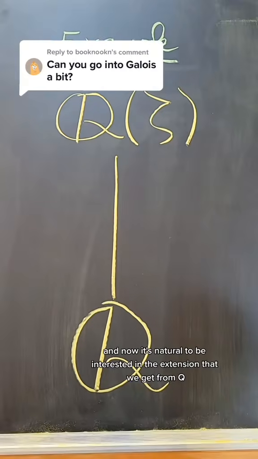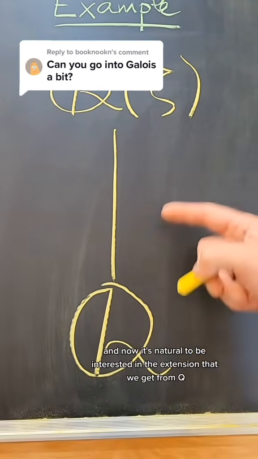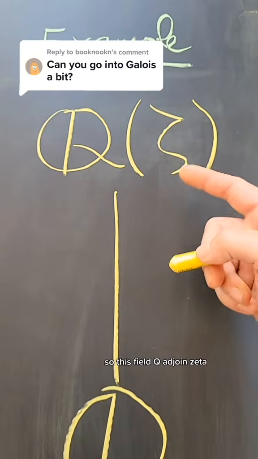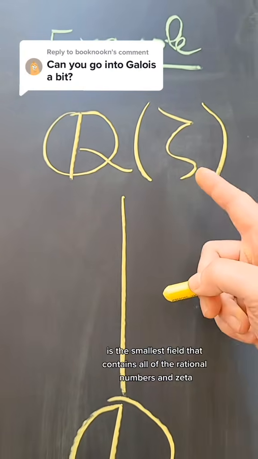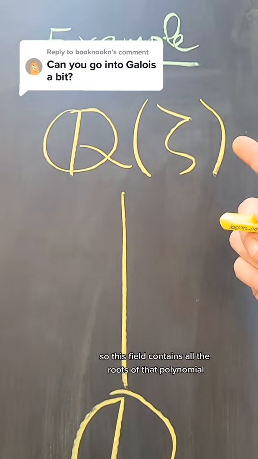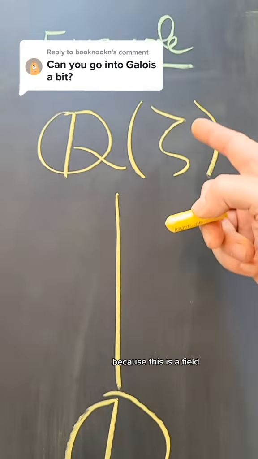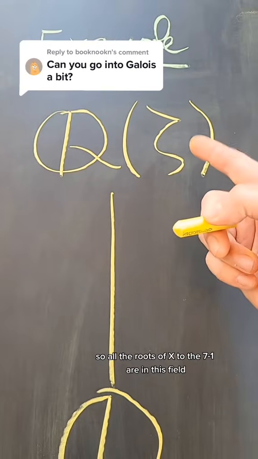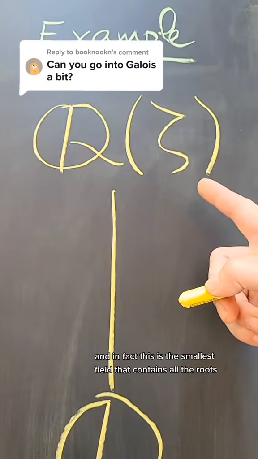And now it's natural to be interested in the extension that we get from Q when we adjoin zeta. So this field, Q adjoin zeta, is the smallest field that contains all of the rational numbers and zeta. So this field contains all the roots of that polynomial, because this is a field, so it contains all the powers of zeta. So all the roots of x to the 7 minus 1 are in this field. And in fact, this is the smallest field that contains all the roots.